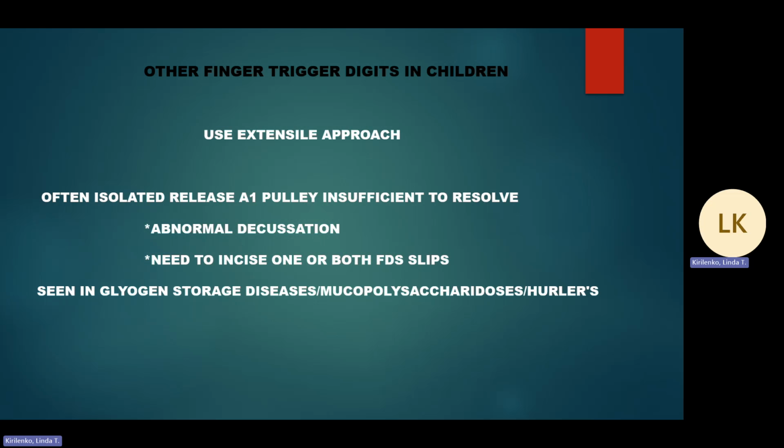If you do approach these, use an extensile approach, since not infrequently the classic findings at the A1 pulley that you see in adults are not present in children. You'll frequently see abnormal pathology at the decussation, and as in rheumatoid patients and adults, as we discussed previously, you may need to incise or excise both FDS or one FDS slip to resolve the condition. And this is frequently seen in glycogen storage diseases in children.